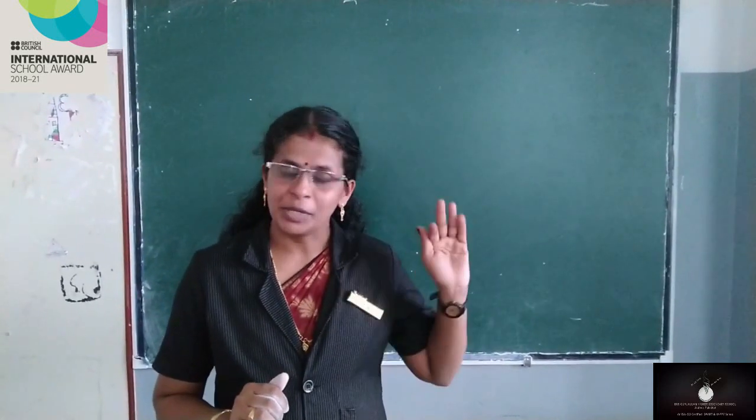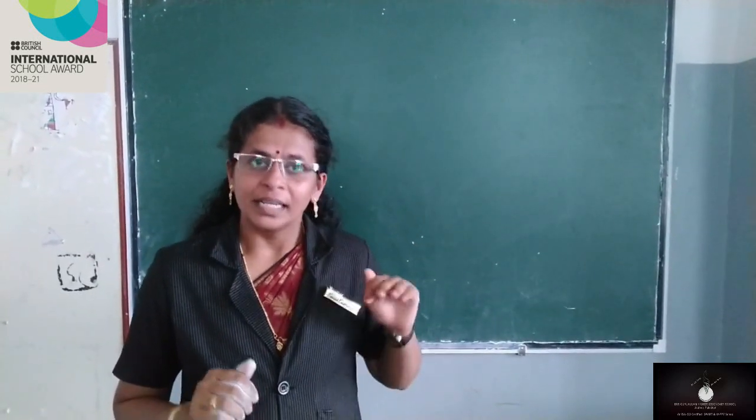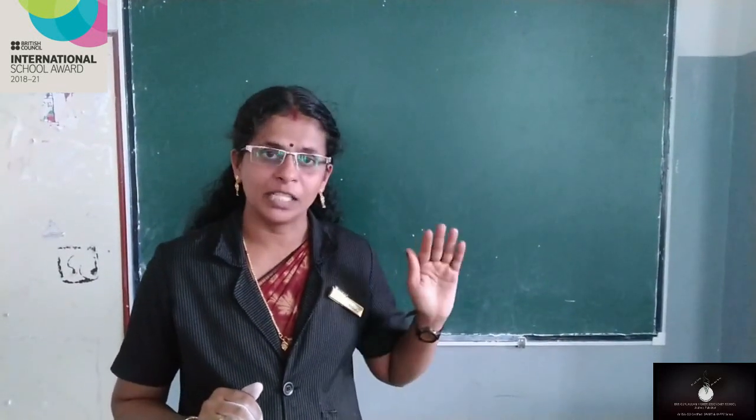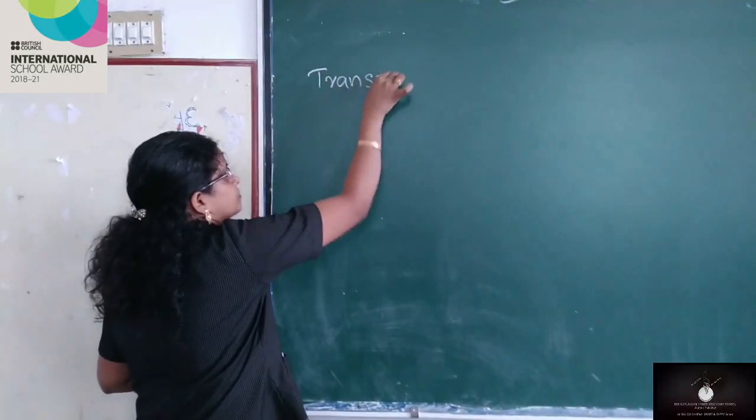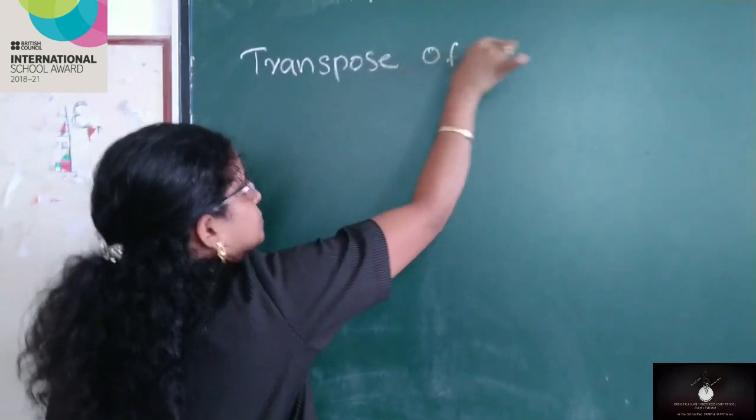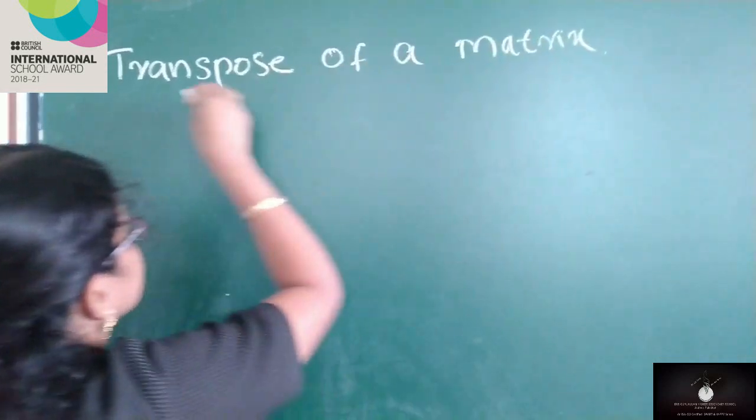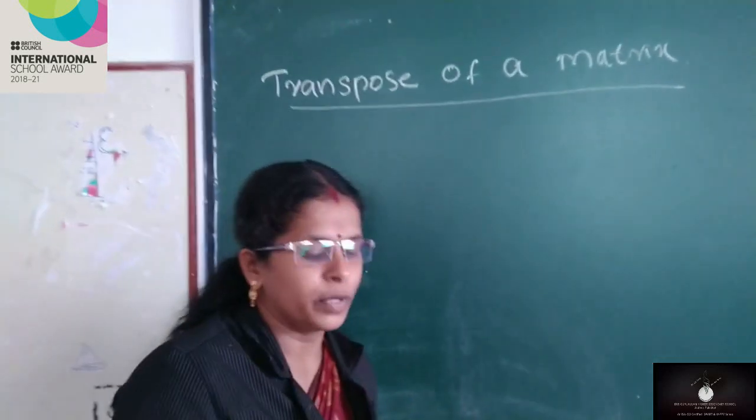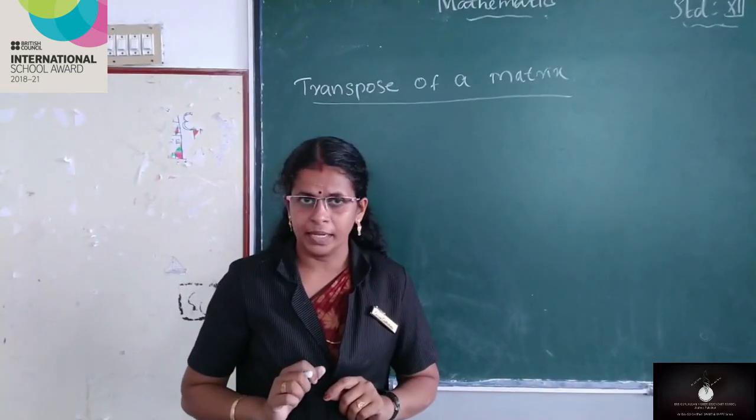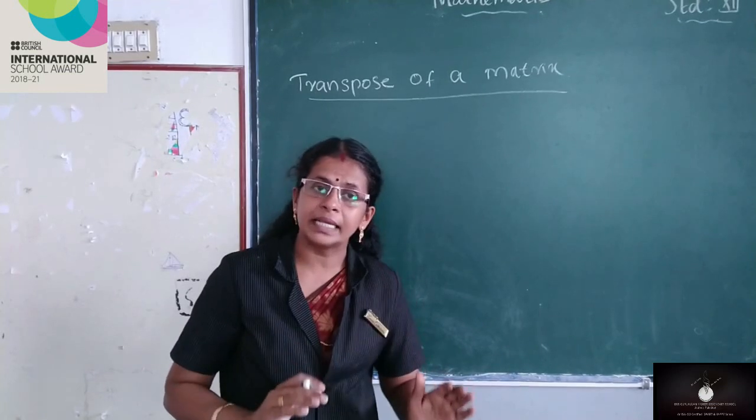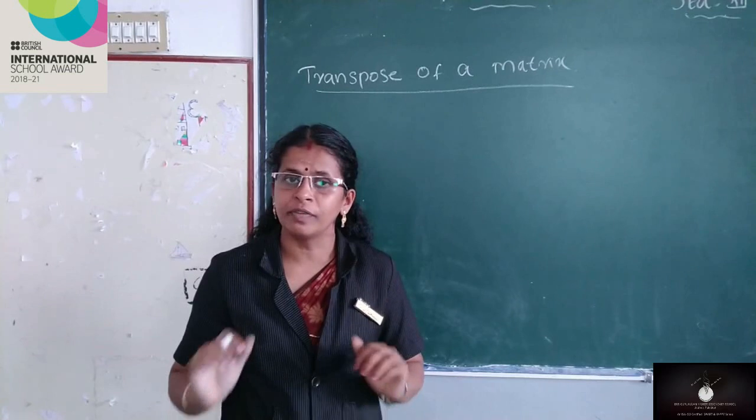We discussed equality of matrices and operations on matrices, that is addition, subtraction and multiplication. In this section, we shall learn about the transpose of a matrix. If A is a matrix of order m by n, then the matrix obtained by interchanging the rows and columns of A is called the transpose of A.